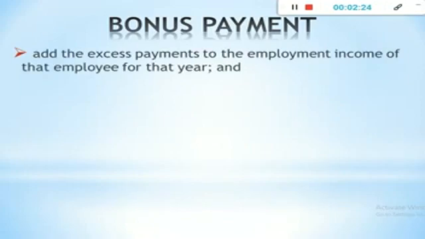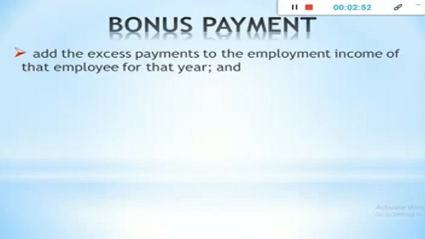With this one, you have to add the excess payment to the employment income of that employee for that year. So here the excess amount above the 15% will be added to your employment income. And when we say added, we are just saying you are going to treat this as a cash allowance in the computation of your chargeable income or taxable pay of the employee for that particular year of assessment. The excess will be treated as a cash allowance.